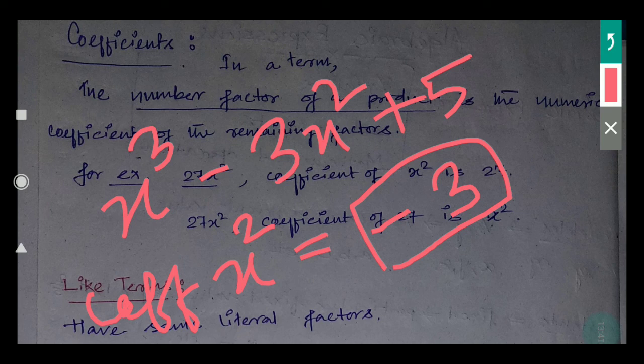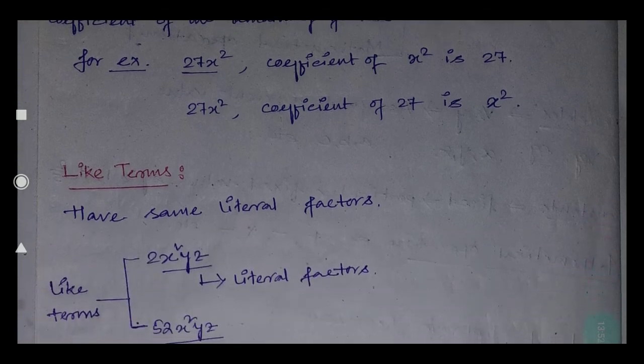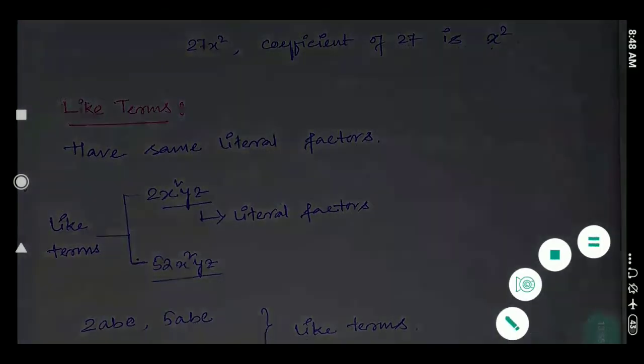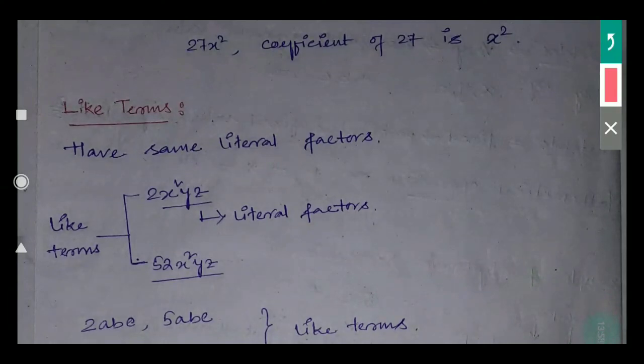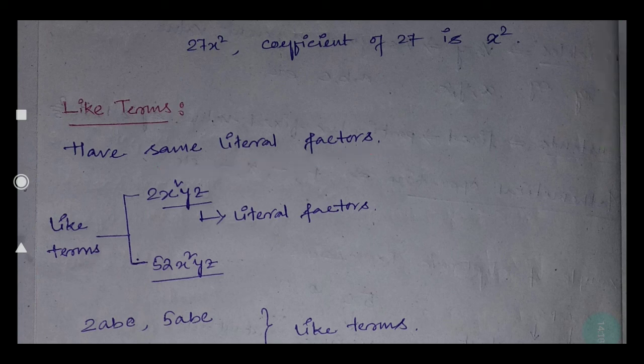That means for the coefficient of x square, you put the finger on x square. Then what are the remaining factors? Minus 3. So the answer will be minus 3. Okay. Now like terms and unlike terms. Terms, not expressions. In an algebraic expression, like terms means same literal factors. So whatever terms are there, you have to notice what the literal factors are; if all the literal factors are common, then you call them like terms.